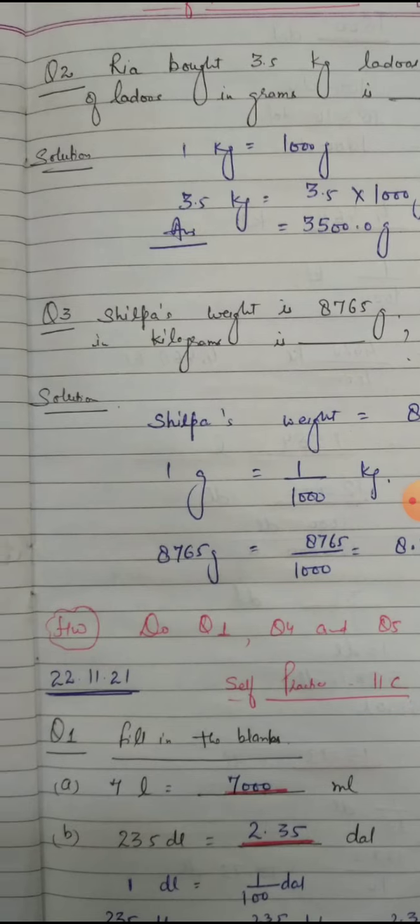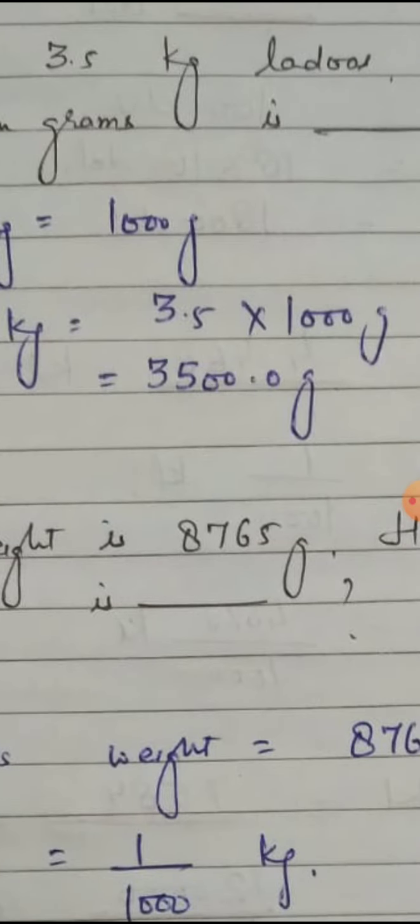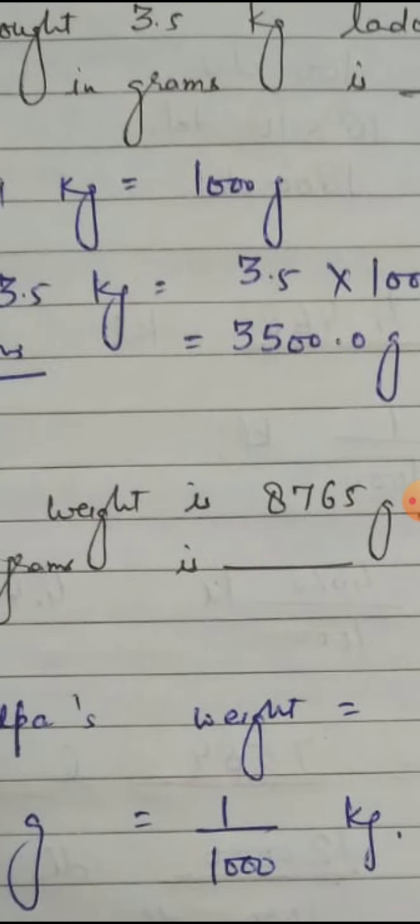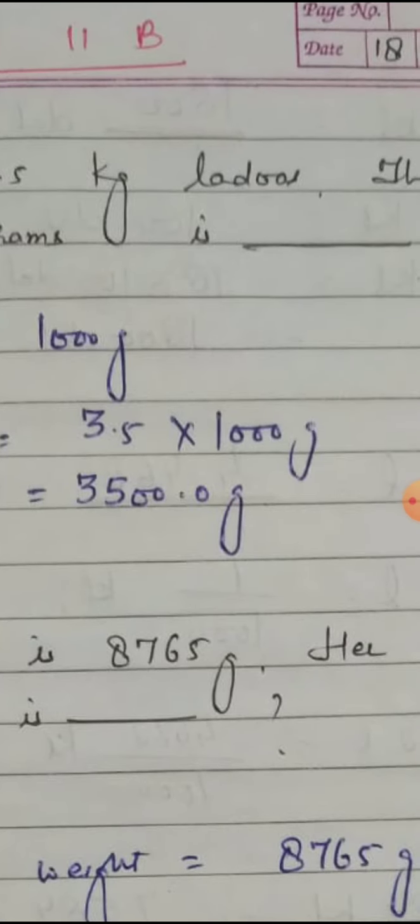Then 35 kg is equal to 35 multiplied by 1000. You will get the answer 3500.0 grams, because there is not 35, here is 3.5 kilograms. 3.5 multiplied by 1000, it means 3, 5 and 3 zeros, but here is one decimal place, so put one decimal from the left side.